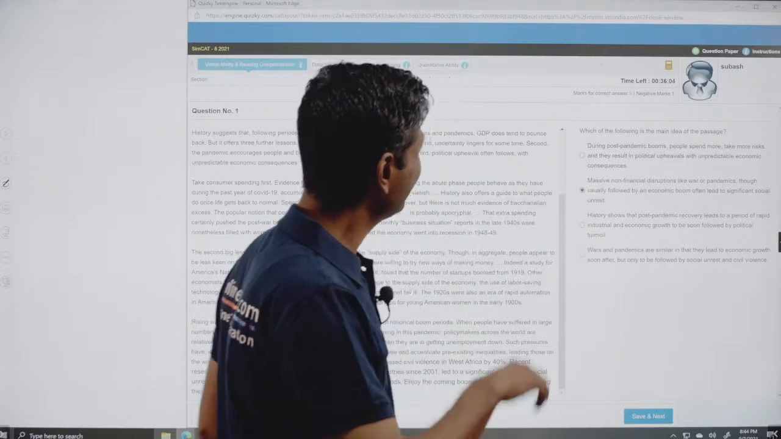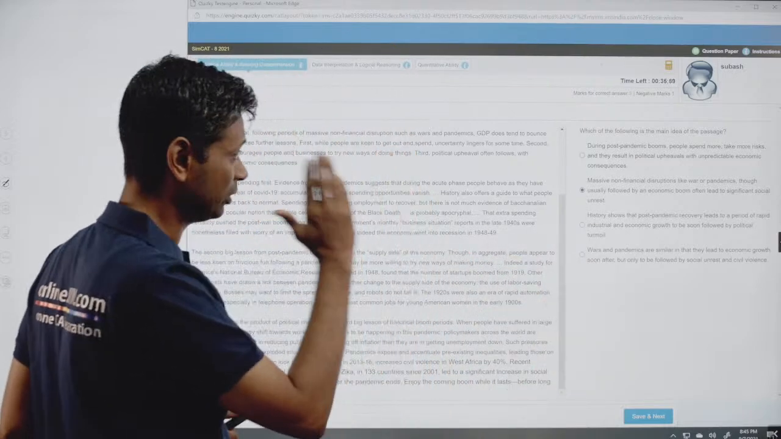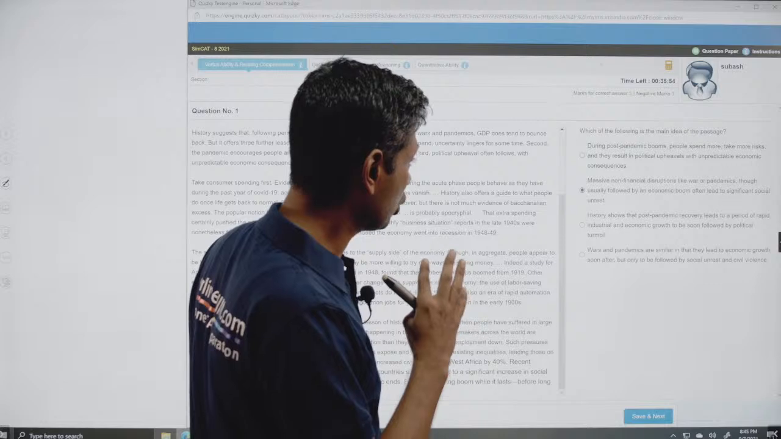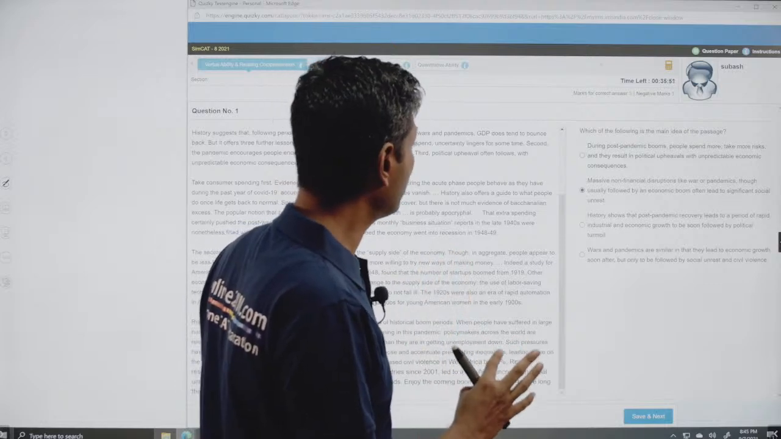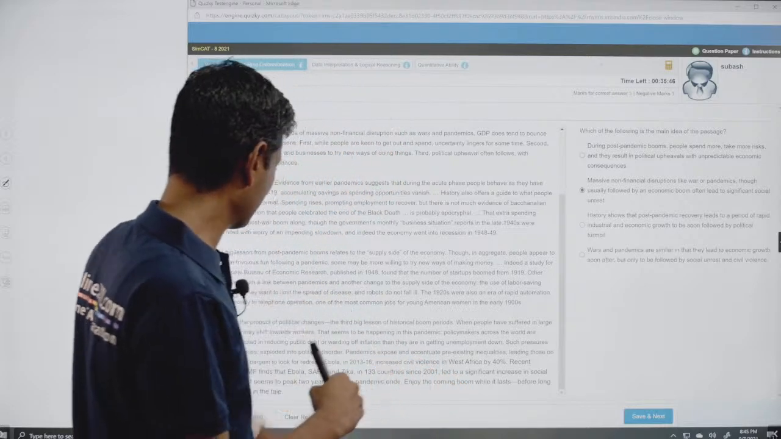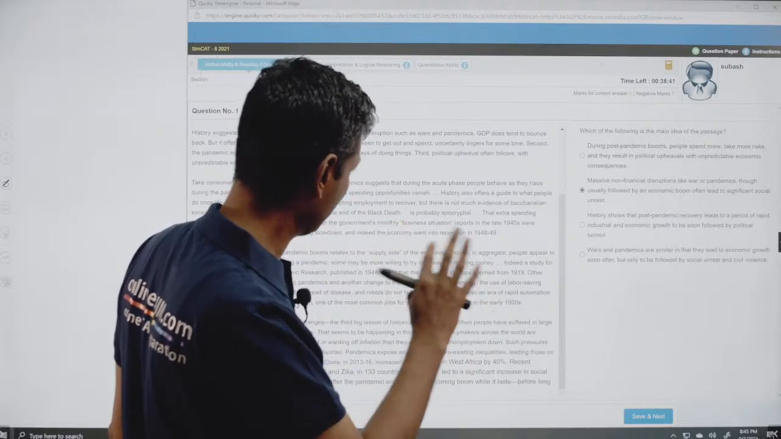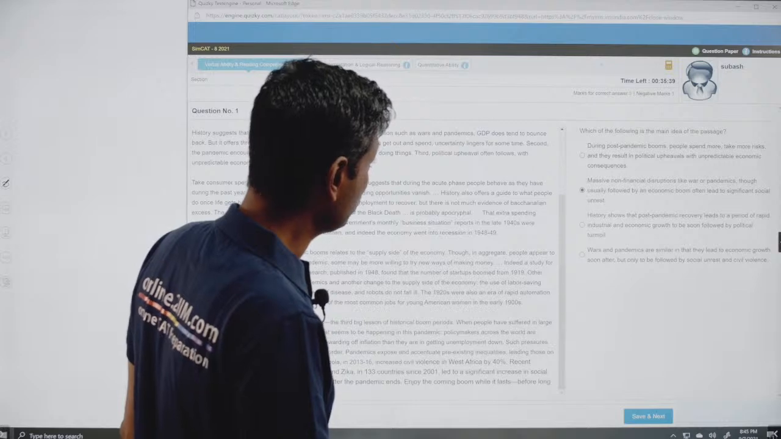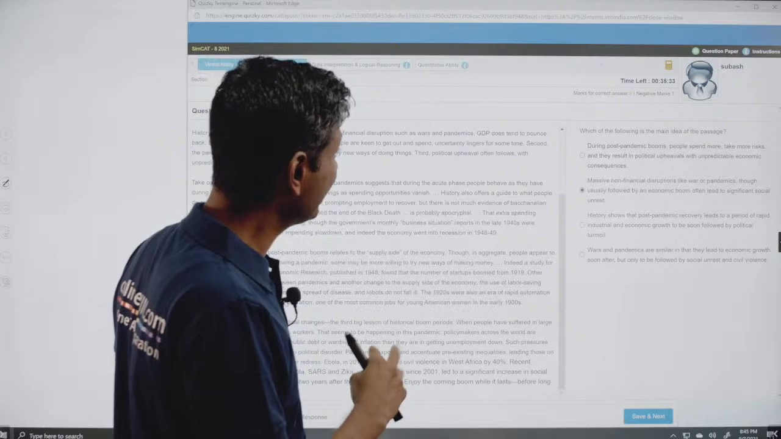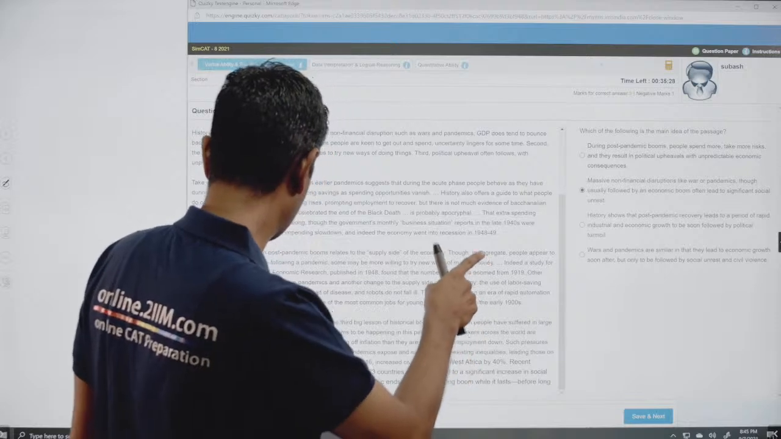Because the first one says the risk-taking leads to political upheavals, the inequality leads to political upheavals. Option three: history shows that post-pandemic recovery leads to a period of rapid industrial and economic growth, to be soon followed by political turmoil. So it is social unrest, not necessarily political turmoil. A period of rapid industrial and economic growth, that is nice, that is correct. Massive non-financial disturbance, though usually followed by an economic boom, often leads to significant social unrest. Finally, social unrest comes. I'm not sure about political turmoil.